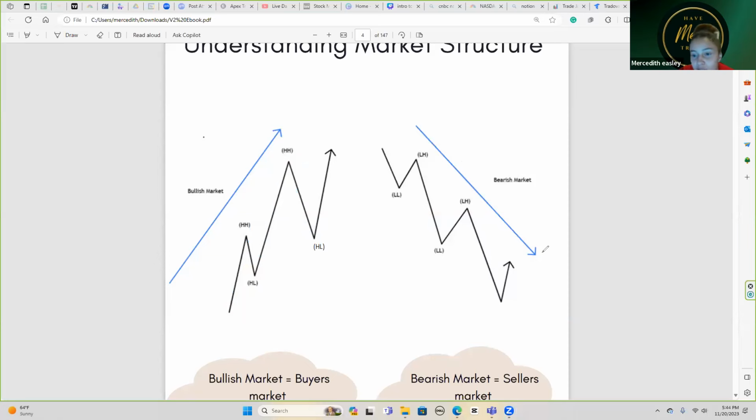For the bearish market, we have lower lows and lower highs. So this low is lower than this low, and this high is lower than this high. Now this is a lower low here, and this would be a lower high. So the lower highs and the lower lows let us know if we're in a bearish or a bullish market. Now we go back here.